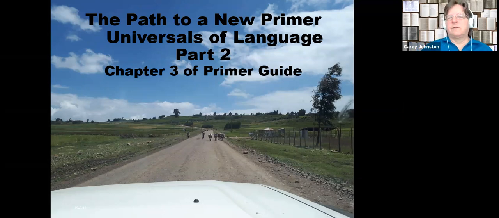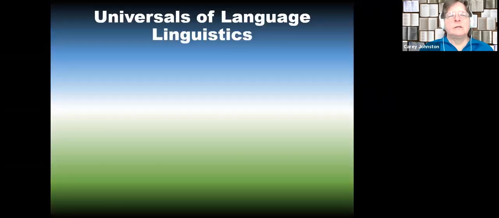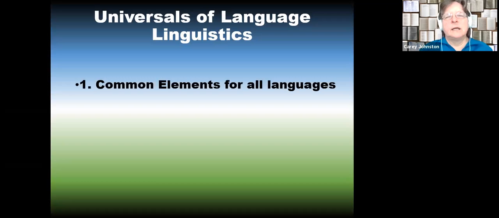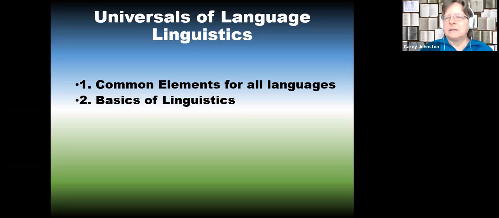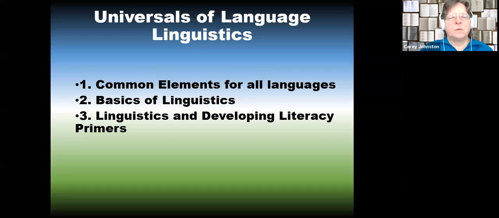Looking at the universals of language, and this is our second part of this topic, chapter 3 of the Primer Guide. When we talk about universals of language, we're really venturing into the linguistics field, and we're going to be looking at the common elements for all languages, some of the basics of linguistics, some of the basic terms, and also how linguistics factors into developing literacy primers.